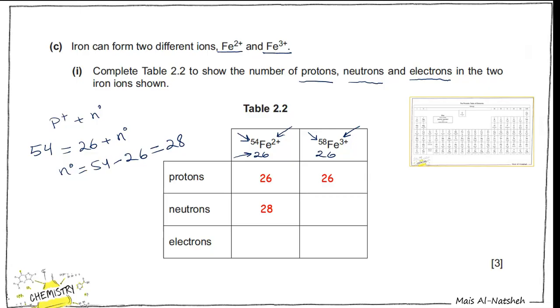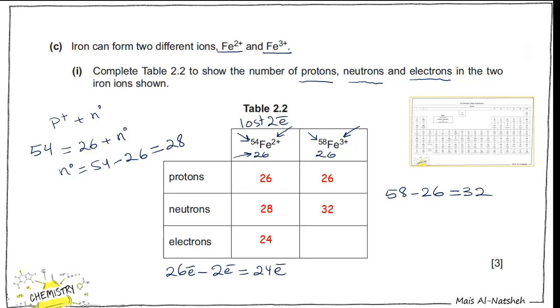We will do the same for the other ion. We will say 58 minus 26, that is equal to 32 neutrons. Now, for the number of electrons, originally we know for a neutral atom, number of protons equals number of electrons. So it should have 26 electrons, but because it is positive 2 charge, that means it lost 2 electrons. So we will say 26 electrons minus 2 electrons, that equals 24 electrons for the first ion.